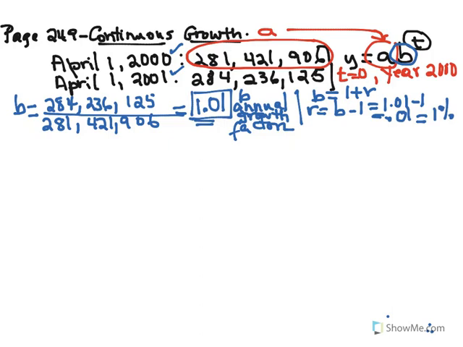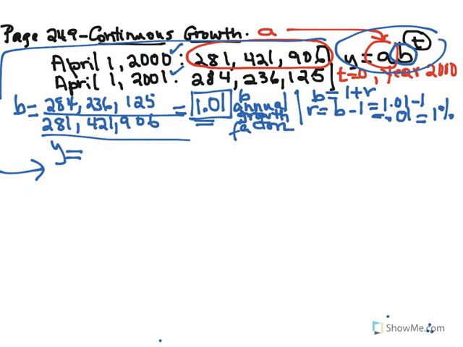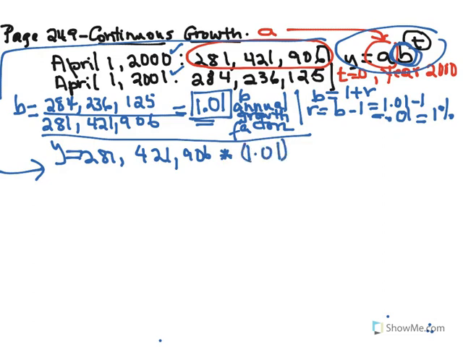So I can go ahead and write my equation. I'm going to come right here and write my equation. My equation would be y is equal to 281,421,906 times my b, right? And my b is 1.01 to the t. Okay, so that represents my exponential function that is modeling the US population as a function of t.